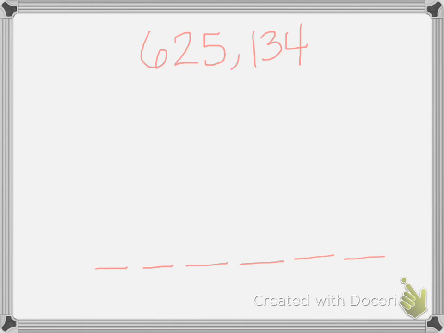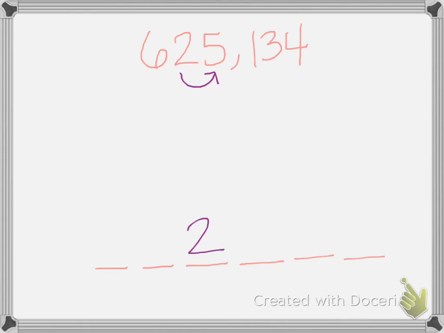Number 4 says, move the digits in 625,134 to create a new number. The first one says move the 2, so it is worth 1/10 as much. So we know if we go 1/10, we move it 1 spot to the right. So therefore the 2 is going to go now in the 10,000 spot.